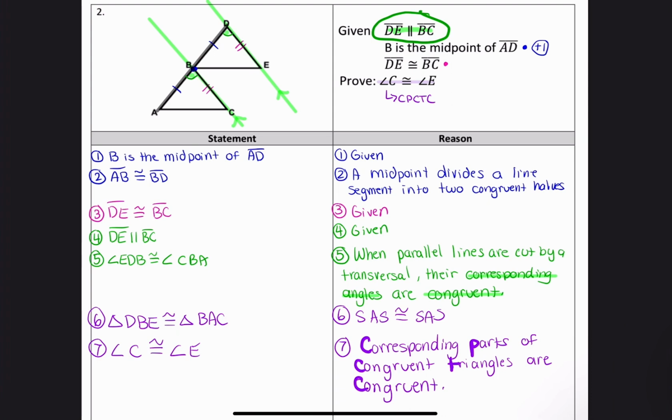You can use any angle relationship that's relevant when you have parallel lines, but the ones that are most commonly used are going to be alternate interior angles and corresponding angles.